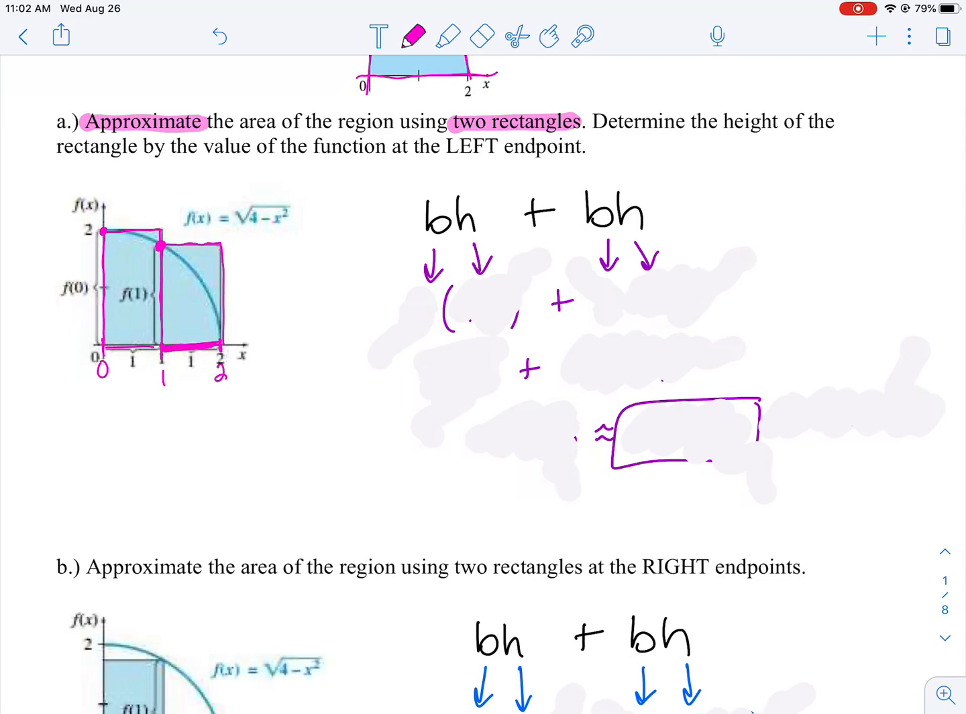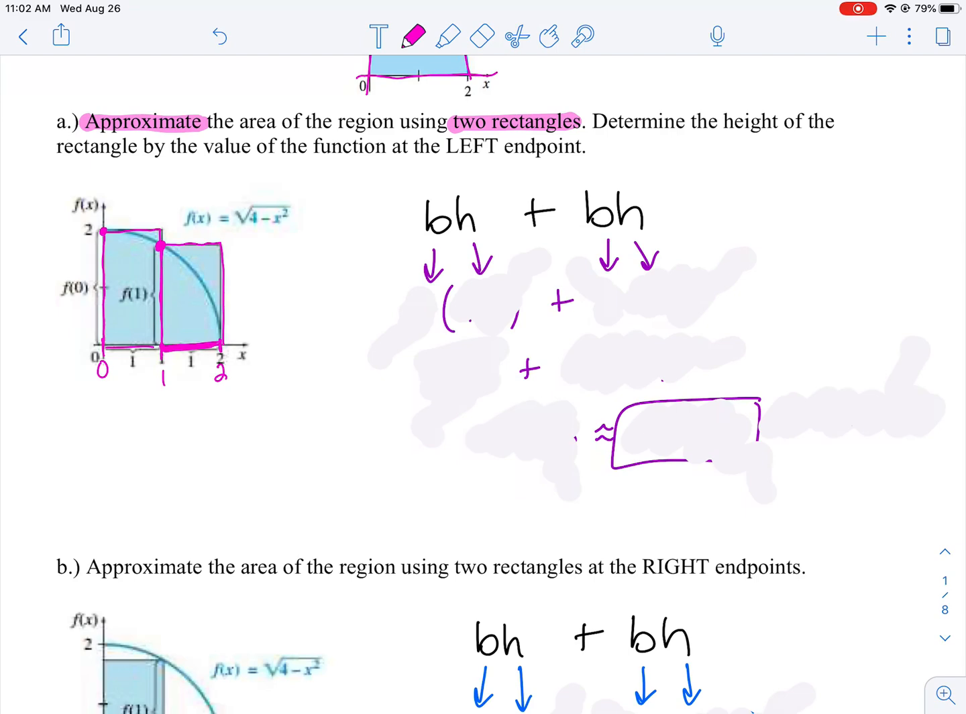You might notice, though, that the rectangles are way above my curve, and so the answer that I'm going to get is going to be too high. It's going to be what we call an overestimate. But that's all we can do for right now, is give an estimate. But let's try it. So now we need to figure out what the base and the height is for each of these rectangles.